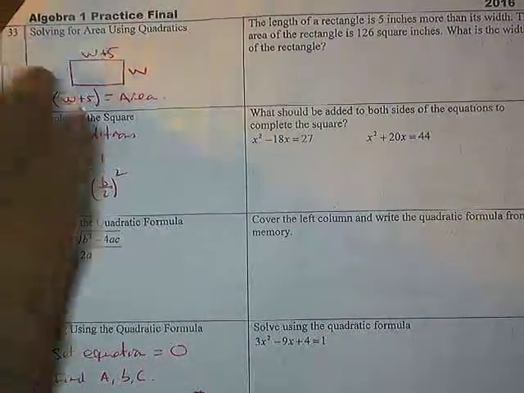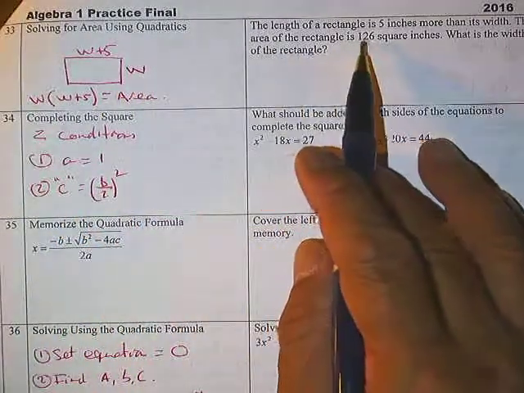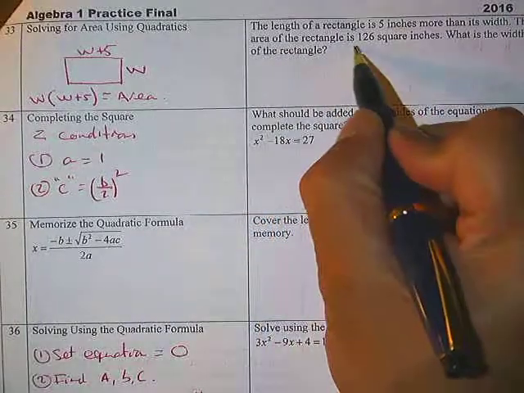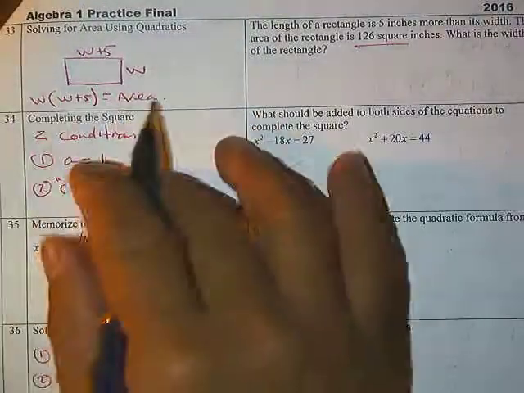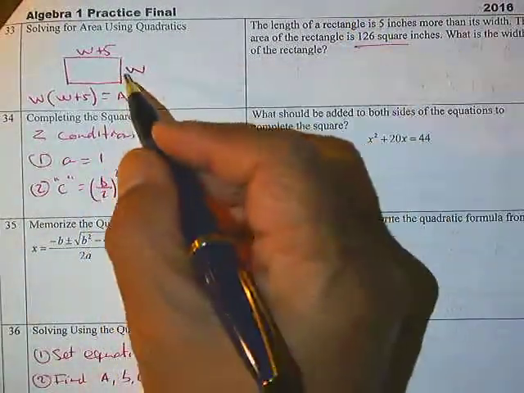Where are we now? 33. Alright, let's do this. Solving area using quadratics. The length of a rectangle is 5 inches more than the width. The area is 126 square inches. What's the width? What's the length?